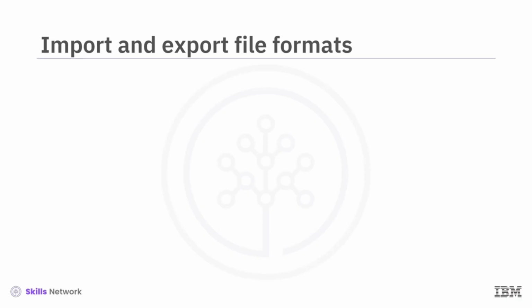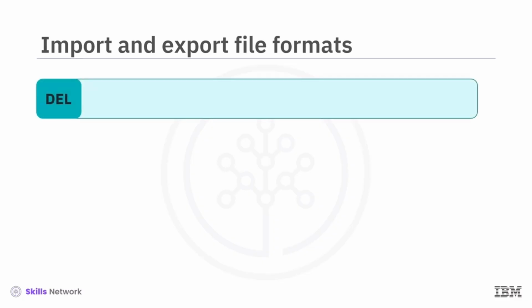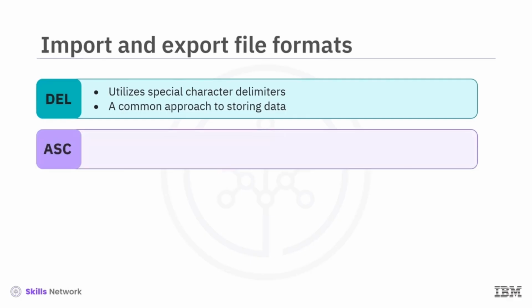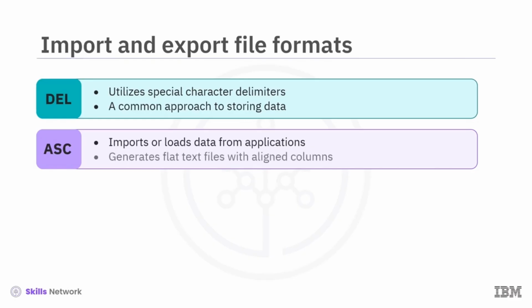Most databases support multiple file formats for importing and exporting data. The most commonly used formats are DEL, delimited ASCII, which allows data exchange among various database and file managers, utilizing special character delimiters to separate column values. It illustrates a common approach to storing data, with comma-separated variable files being a well-known example. ASC, non-delimited ASCII, imports data from applications generating flat text files with aligned columns.